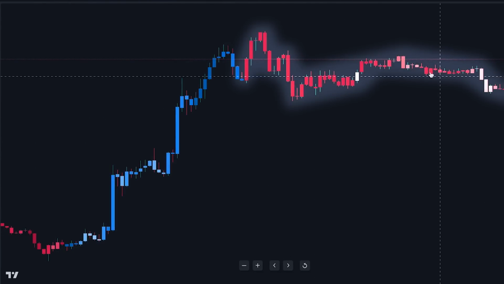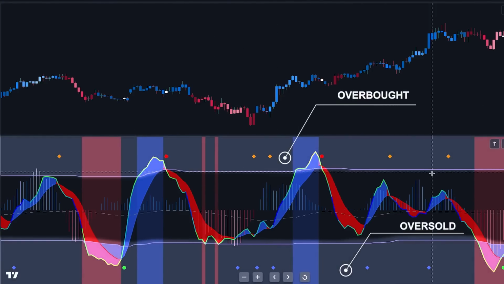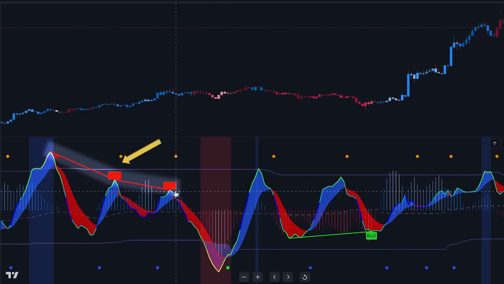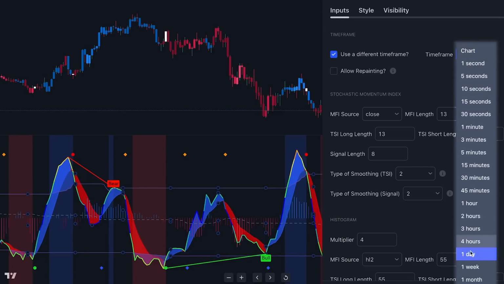However, there's a far better version of this indicator that filters out market noise, colors the candles based on the buying and selling pressure, provides dynamic overbought and oversold levels, automatically detects several types of divergences, allows you to analyze from multiple timeframes, and so much more.